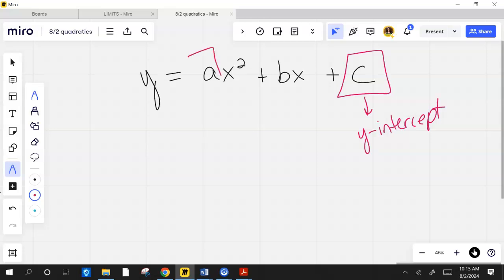All right, A tells us the most about the graph. So we need to talk about it for just a second. All right, A. First thing we need to look at is, is it positive or negative? Okay. Now, if I do this, do you understand that means positive?